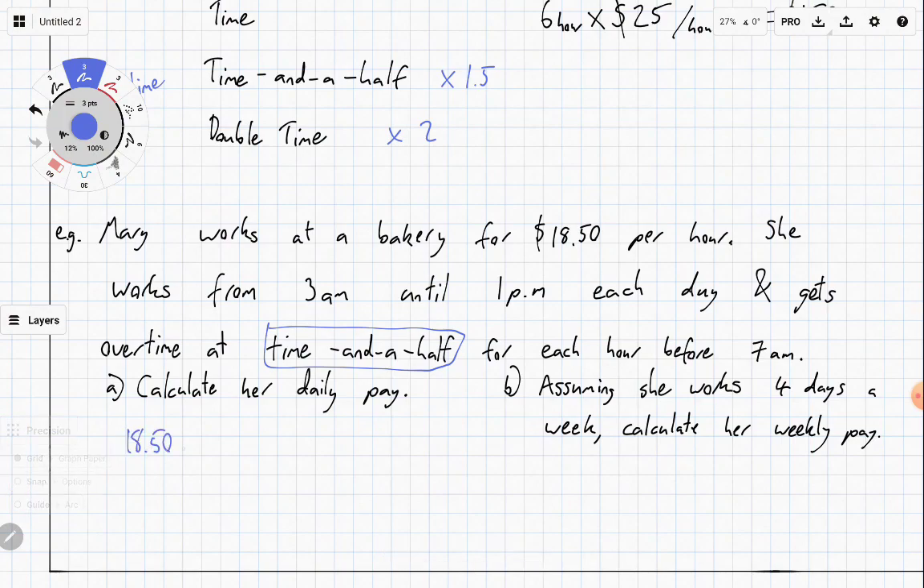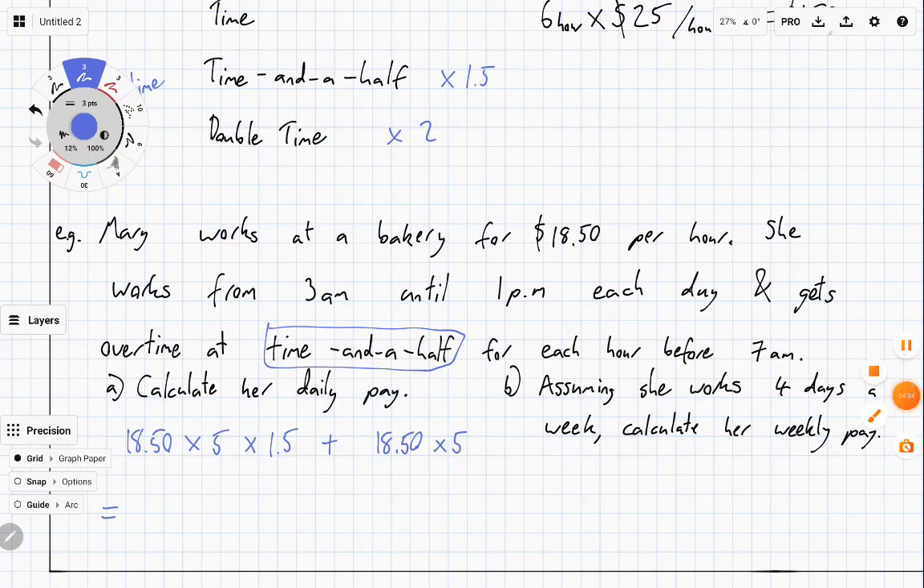$18.50 times how many hours did she work? Well, she worked 5 hours. But then at time and a half, so times 1.5. Plus, she also just worked 5 regular hours at her standard rate. So that'd be $18.50 times 5 hours. So this is going to be her total pay.